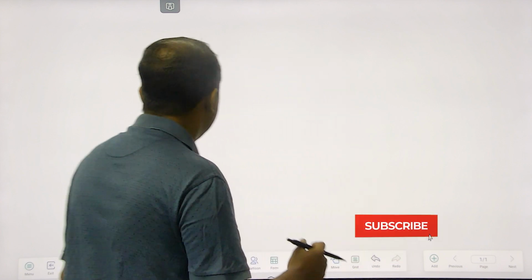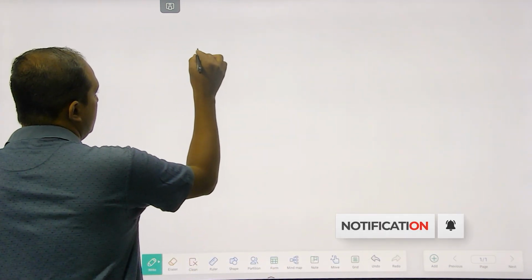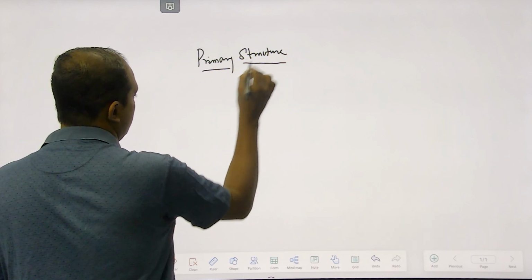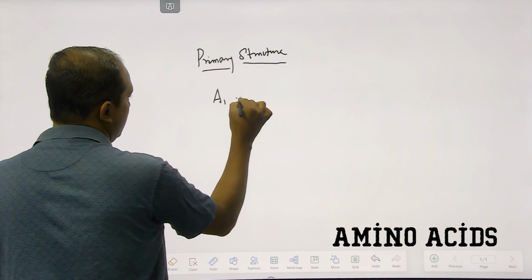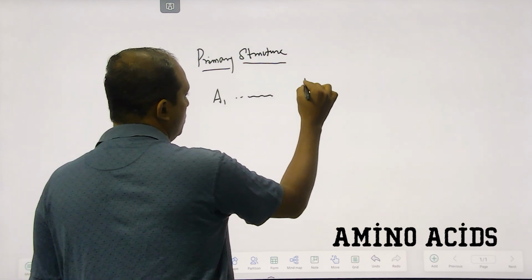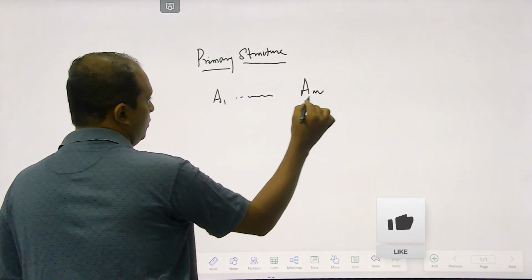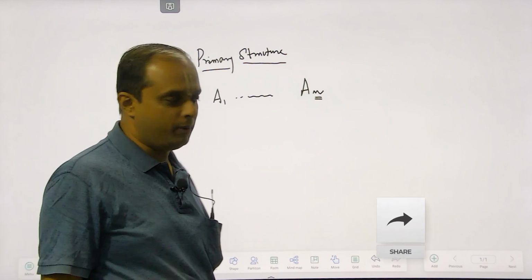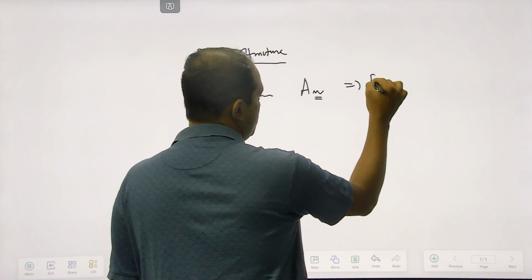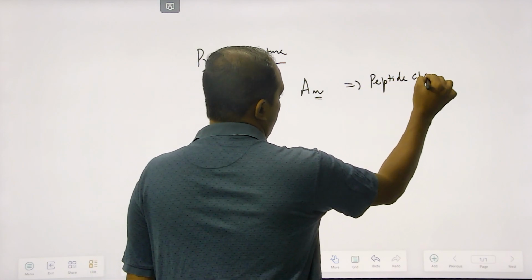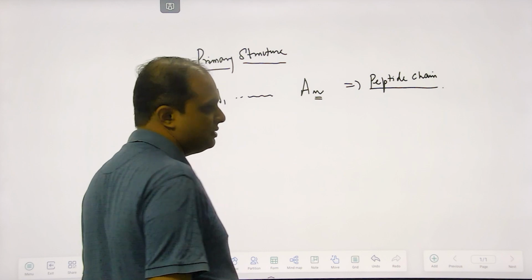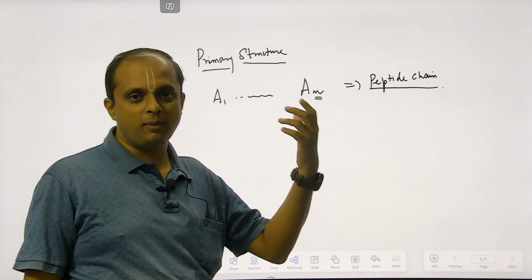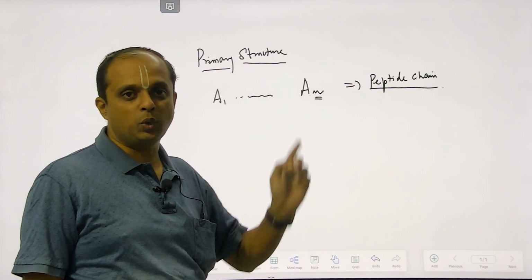You know that in the primary structure of protein, you have amino acids arranged from A1 to AN. As I said, this N determines the length of the amino acids in a peptide chain. This is what is called a peptide chain. As per the last discussion, the length is the N value, and the sequence of the amino acids determines the protein identity.